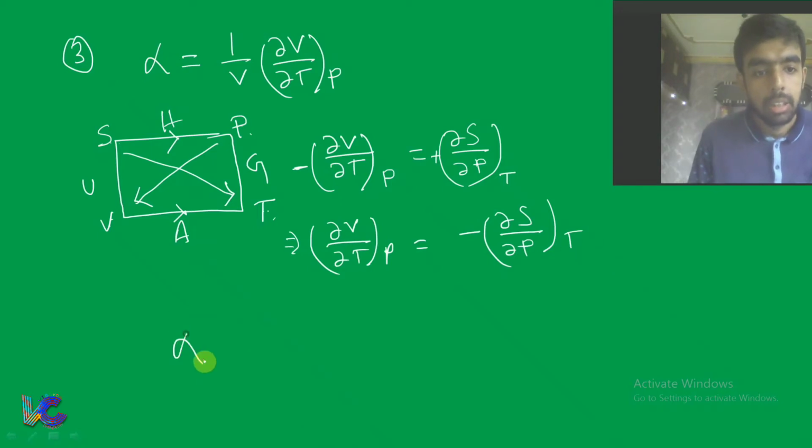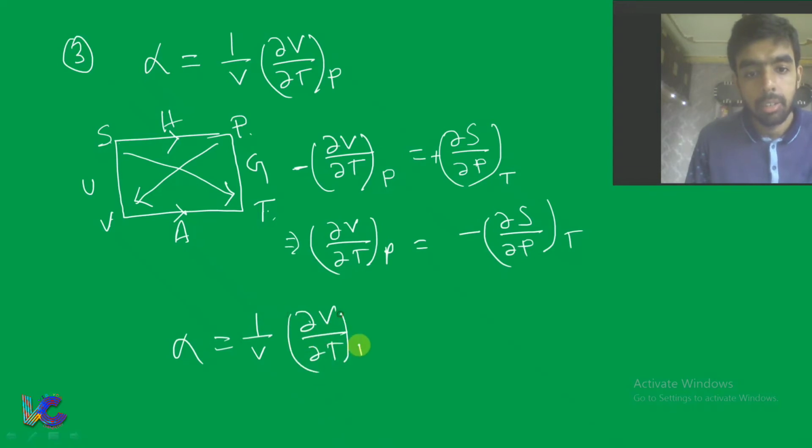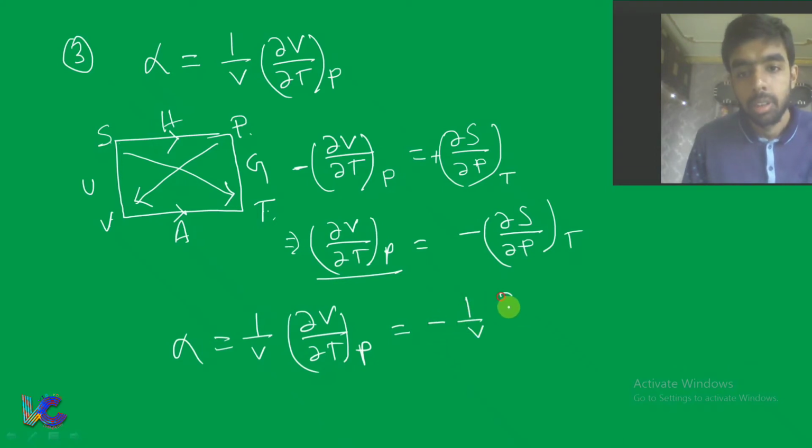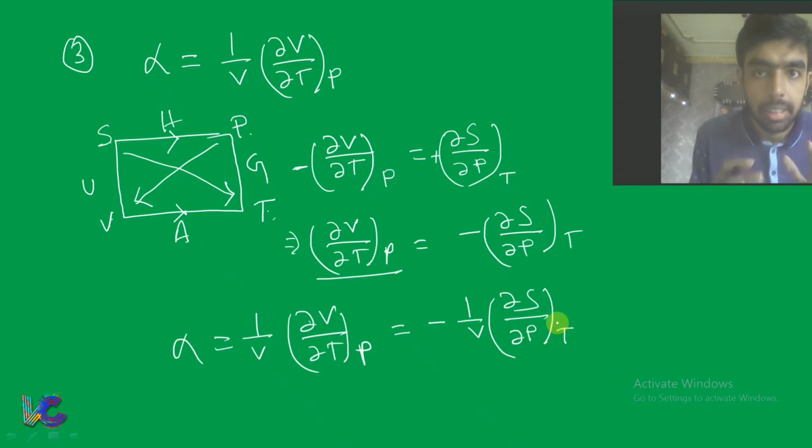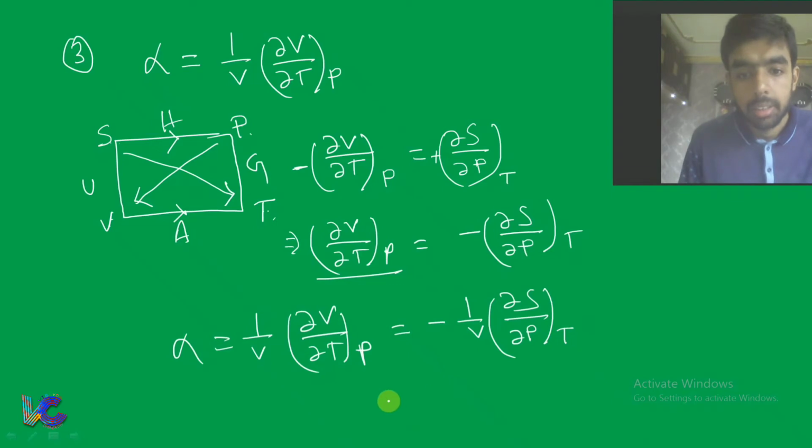Now alpha is 1 by V del V del T at constant P. Now if you replace the value of del V del T at constant P, which is equal to minus del S del P at constant T, then you write minus 1 by V. Instead of del V del T at constant P, I am writing minus del S del P at constant T. So from here, what you can write is that del S is equal to minus alpha V del P. This you can write.